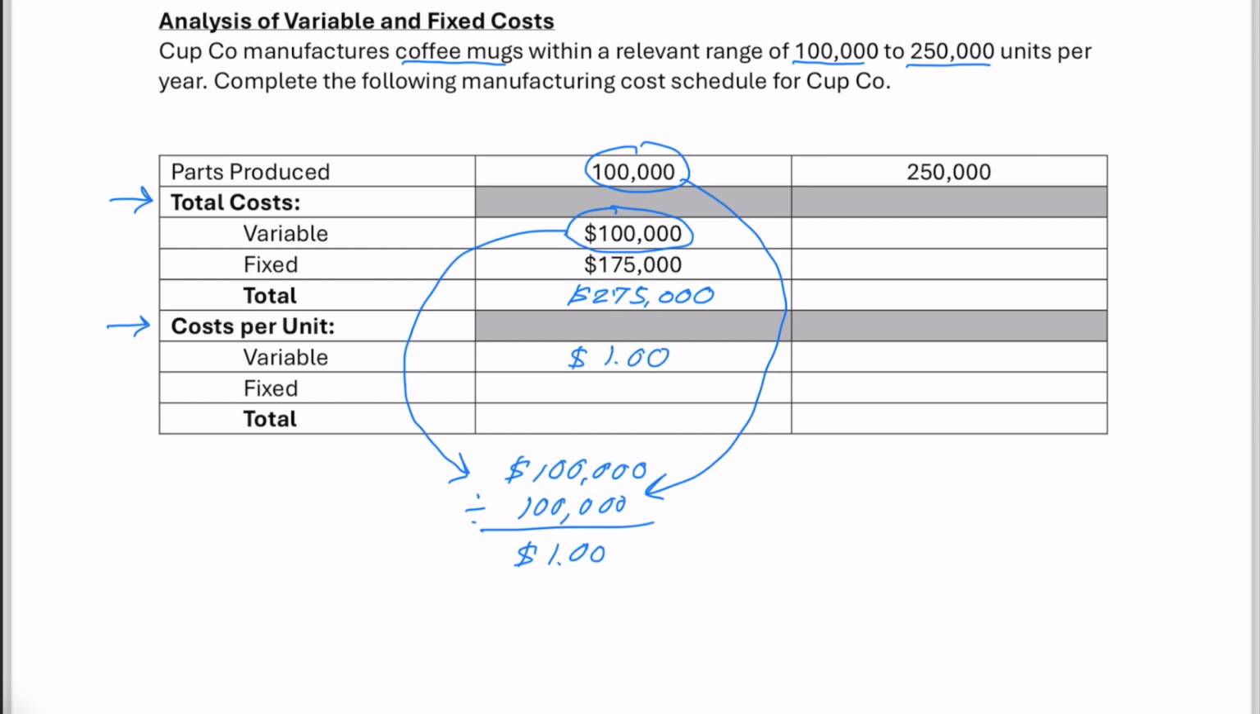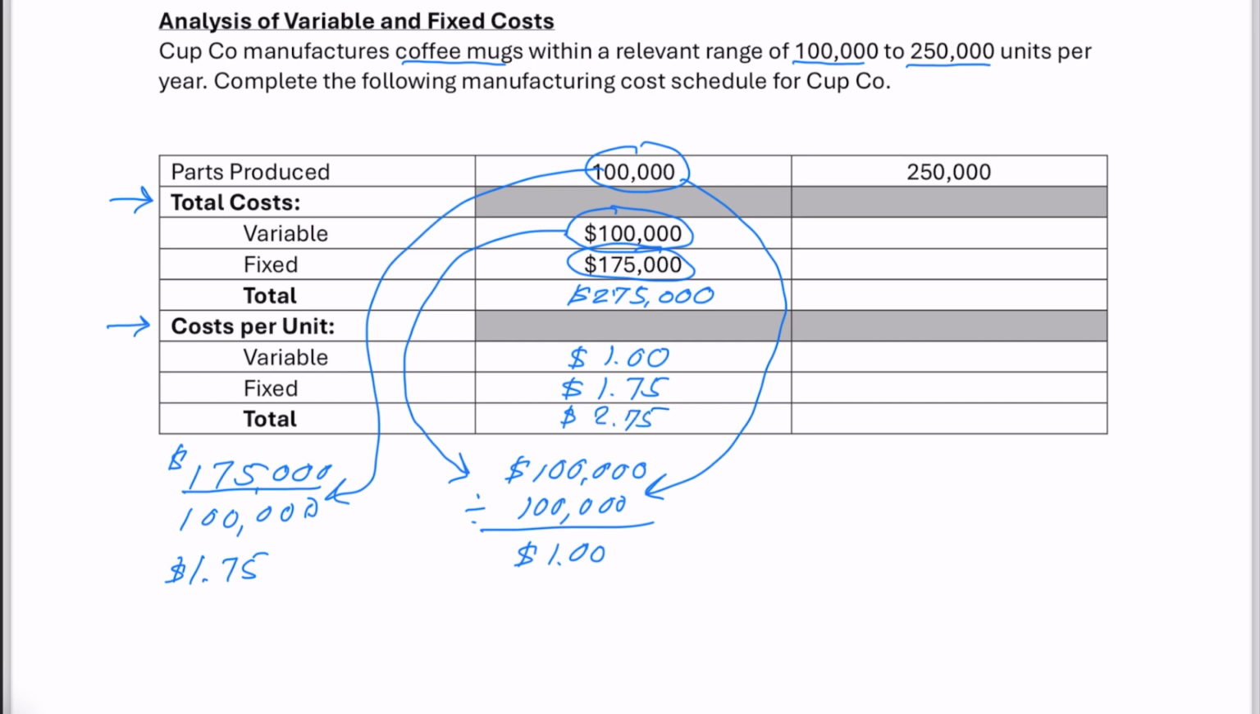Now to go ahead and get our fixed costs. In this one, we're going to take our $175,000 in fixed costs, and divide that by the 100,000 units. This gives us a cost per unit of $1.75. Total, I'm just adding them together here. So I'm going to come up with a total cost per unit of $2.75.